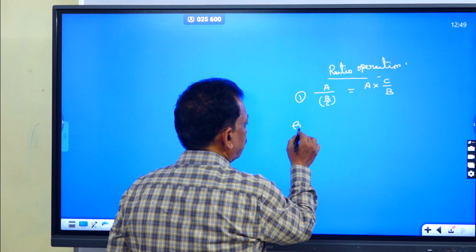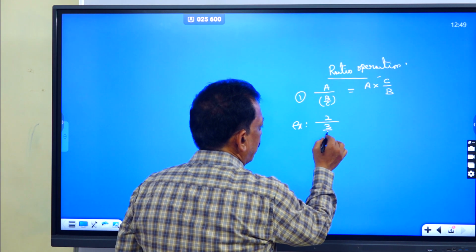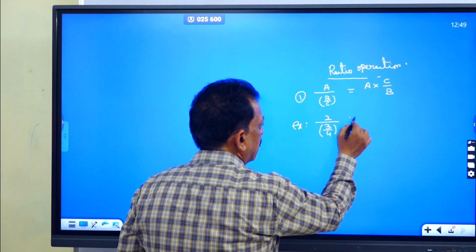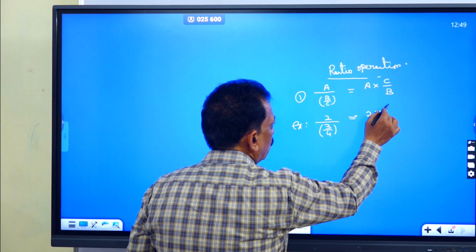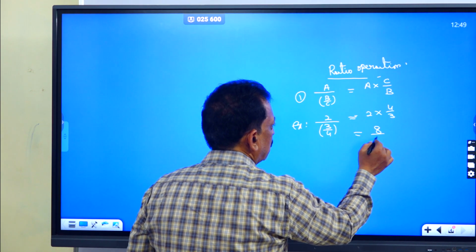So example, 2 divided by 3 by 4. That is equal to 2 into 4 by 3. Now that gives you 8 by 3.